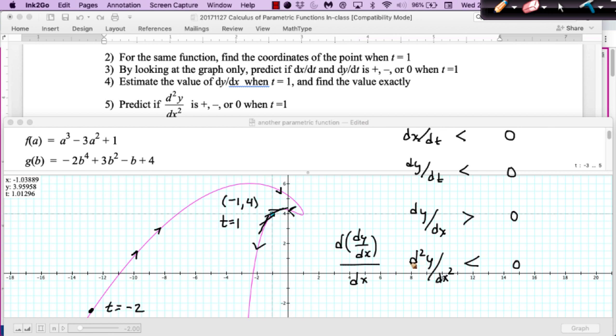Questions on those four? So it moves left. That means dx dt is less than 0. It moves down. That means dy dt is less than 0. Y increases for an increase in x. So dy dx is positive. But that rate is decreasing, getting less positive. So the rate of the rate is negative.